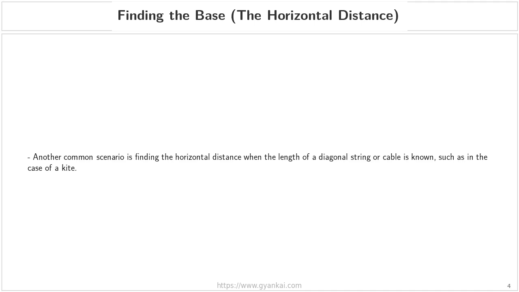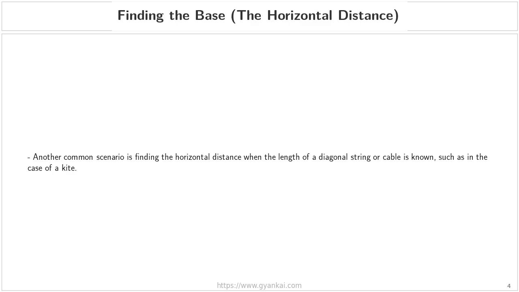Finding the base, the horizontal distance. Now that we have mastered finding the length of the hypotenuse using the sine ratio, let's shift our focus. In our previous example with the ladder, we were looking for that slanted length. But what if we already know the length of the diagonal, and we actually need to find the horizontal distance along the ground? A perfect real-world scenario for this is looking at a kite flying in the sky.